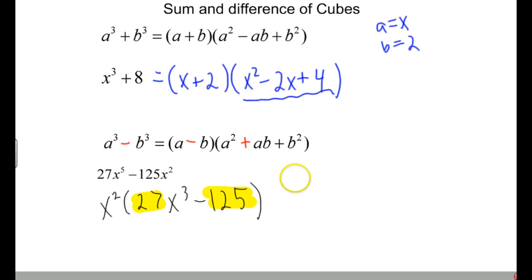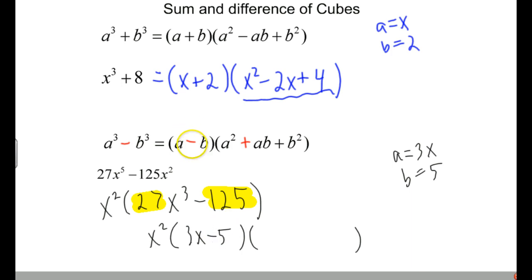So we're going to apply the formula. In this one, a is equal to 3x and b is equal to 5. So all I'm going to do is plug into the formula. Again, we still have this x squared out front, but we've got these two parentheses. It'll be 3x minus 5, according to the formula.